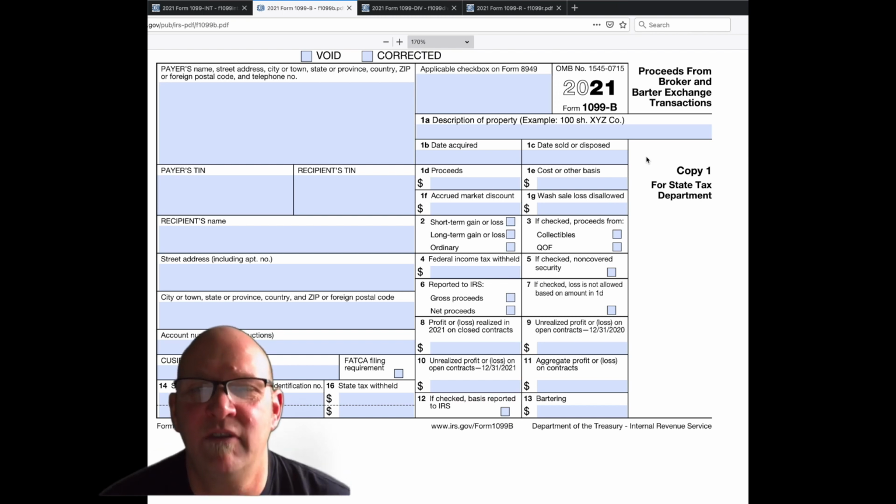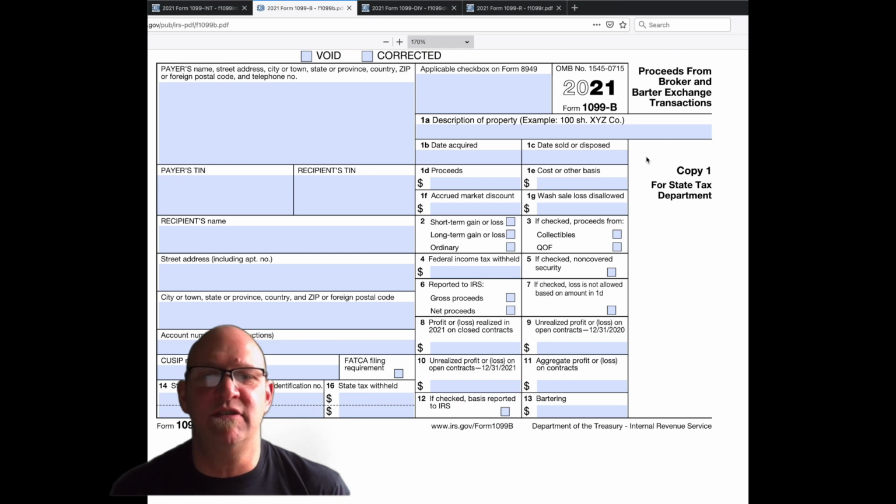These are taxable investment brokerage accounts. And basically what this is going to show is anytime you buy or sell a security. So you buy a stock and you decide you want to sell it. Depending on how long you've held it, you're either going to be a short-term gain or loss or a long-term gain or loss.